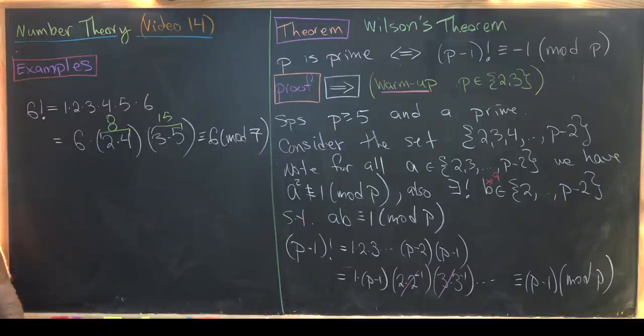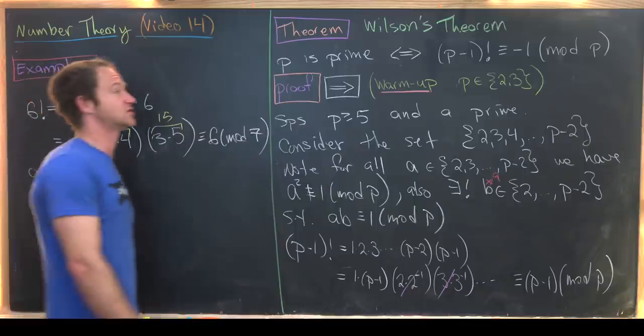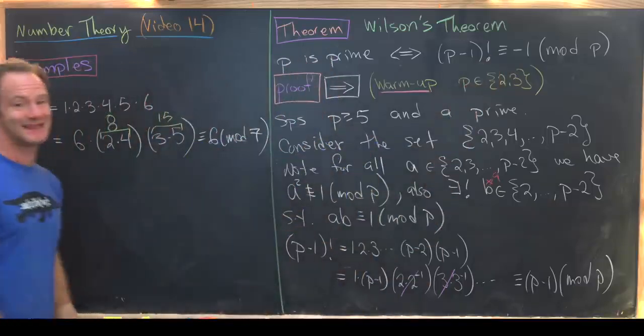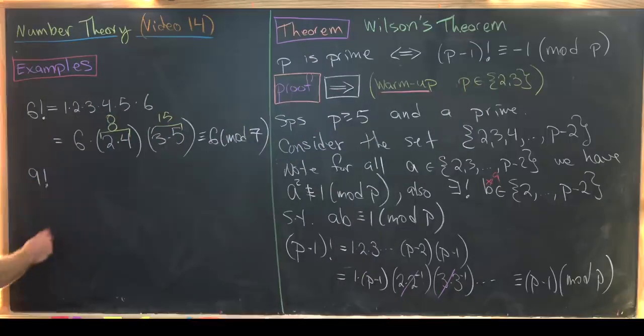Okay, so now let's see what happens if we're working modulo not a prime, to show that this does not work. Let's look at maybe 9 factorial. Since we're looking at 9 factorial, that means we're working modulo 10. So that means this equality should not hold because we know that 10 is not prime. So let's look at that.